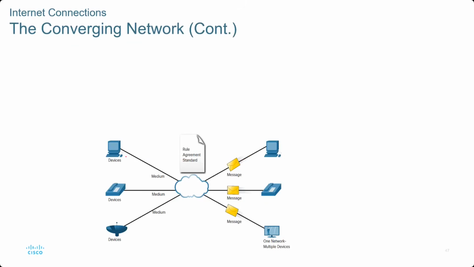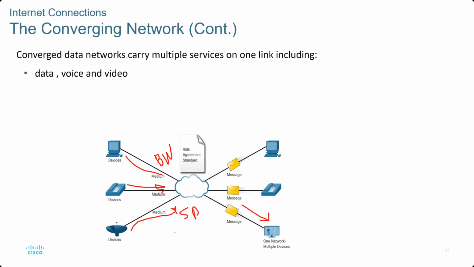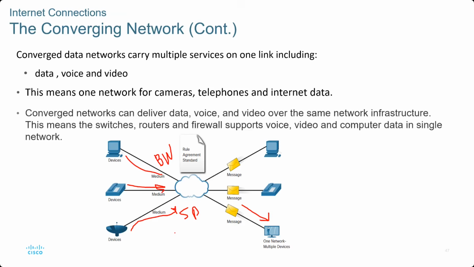Which also means that single network is being used for all sorts of devices. You're connecting computers, you're connecting voice over IP phones, you're connecting televisions. That means you need more bandwidth, more speed, because everything is using the same network, so you need more bandwidth in order to support that data, voice, and video. Okay, that's the converged network.